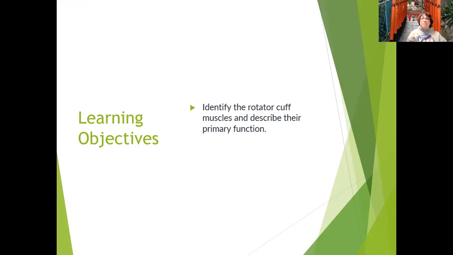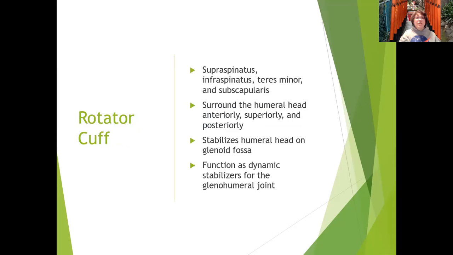We talked about shoulder stability in another lecture, and we talked about the passive stabilizing structures, the ligaments. Well, the rotator cuff muscles are the active stabilizing structures of the shoulder. They're not the only ones, but they're big players. So the rotator cuff consists of the supraspinatus, infraspinatus, teres minor, and subscapularis, sometimes referred to as the SITS muscles, S-I-T-S, and that's your mnemonic for remembering them. They surround the humeral head anteriorly, superiorly, and posteriorly to stabilize the humeral head on the glenoid fossa.